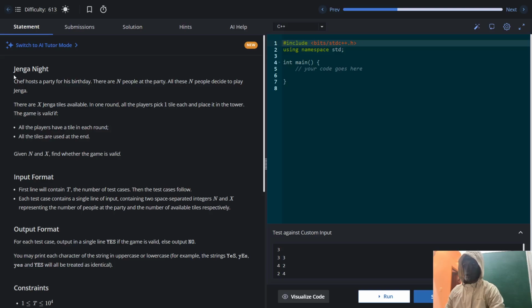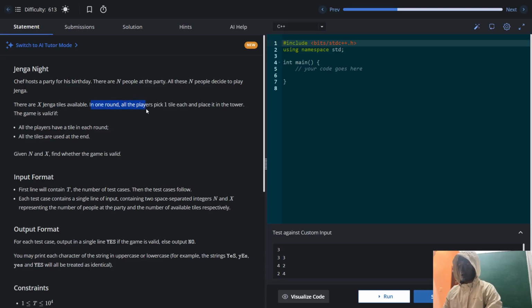So in this video I'll be solving the 31st problem and it says Jenga Night. So chef hosts a party for his birthday. There are N young people at the party. All these young people decide to play Jenga, okay? There are X Jenga tiles available.